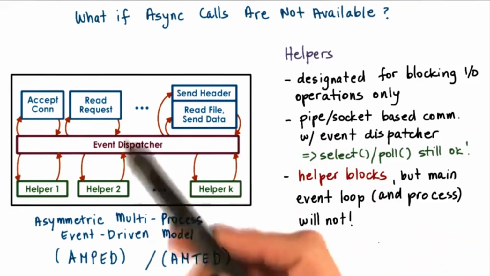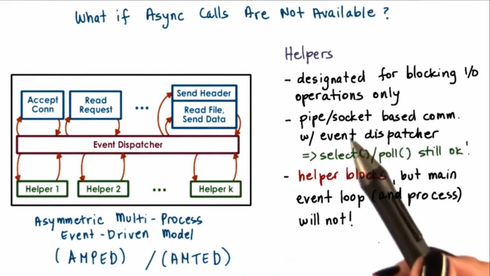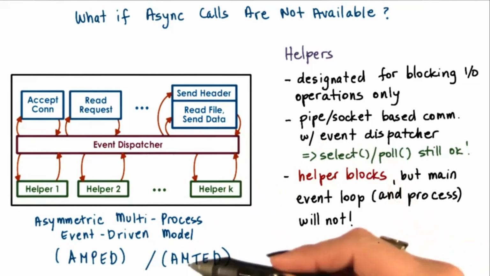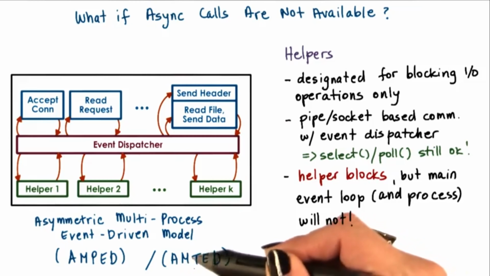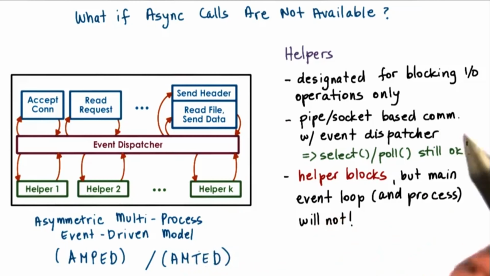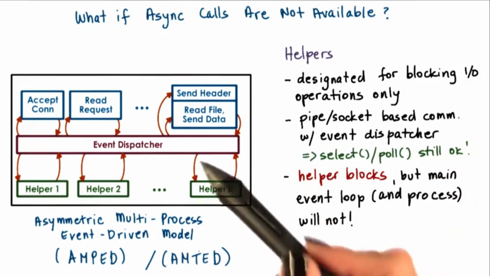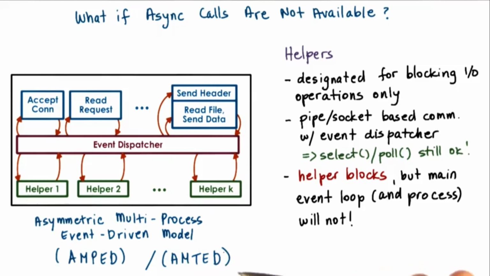In principle, the same kind of idea could have applied in a multi-threaded scenario where the helpers are threads, not processes, so an asymmetric multi-threaded event-driven model. And in fact, there is a follow-on to the Flash work that actually does this exact thing, the AMPED model.